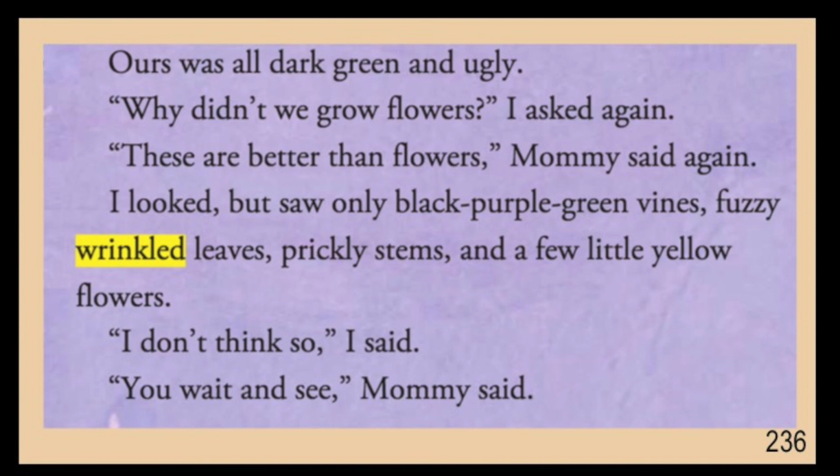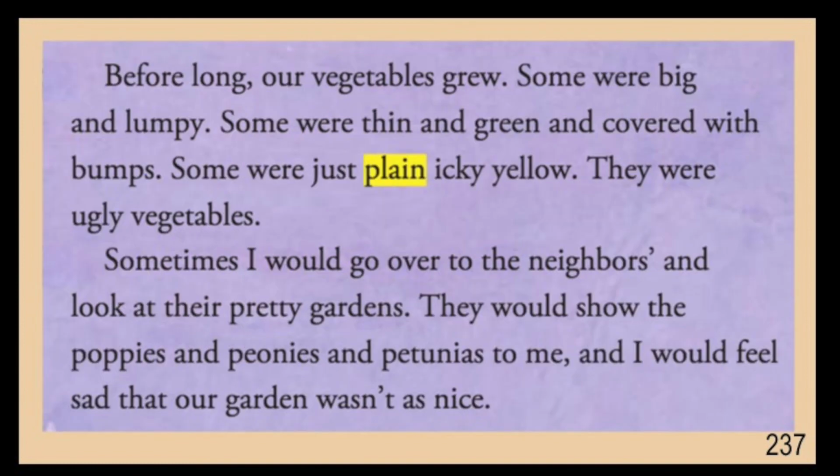Let's continue. Before long, our vegetables grew. Some were big and lumpy. Some were thin and green and covered with bumps. Some were just plain icky yellow. They were ugly vegetables.